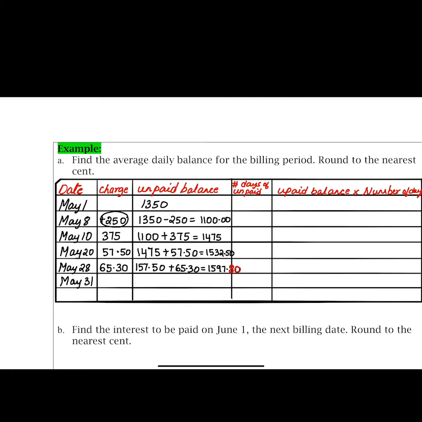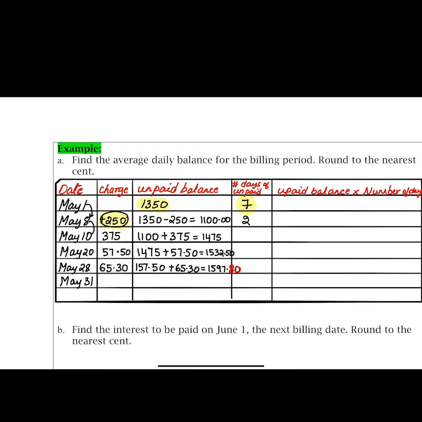All right, so now once I finish writing all of that, my next step is to go ahead and fill up the next column, which is the number of unpaid days. All I have to do is simply go ahead and subtract from May 1st to May 8th. How many days do I have? May 1st to May 8th, there are 7 days. Do you see that? May 10th to May 8th, there are 2 days. So what does that mean? So he had an unpaid balance of $13.50 for 7 days. What happens on the 8th day? On the 8th day, he makes a payment.